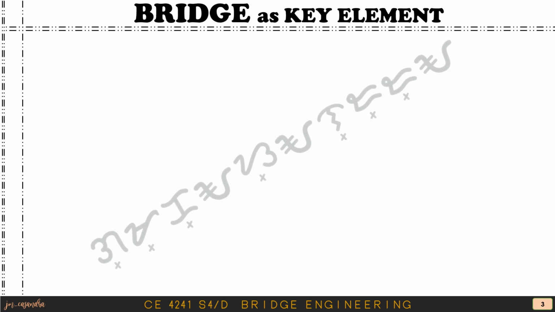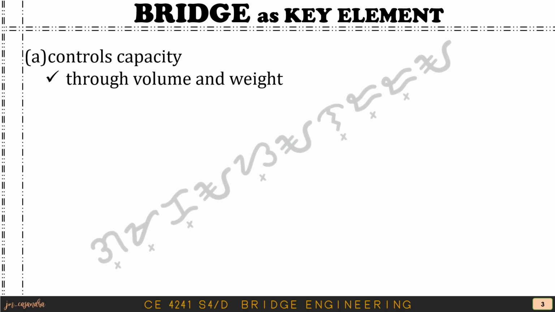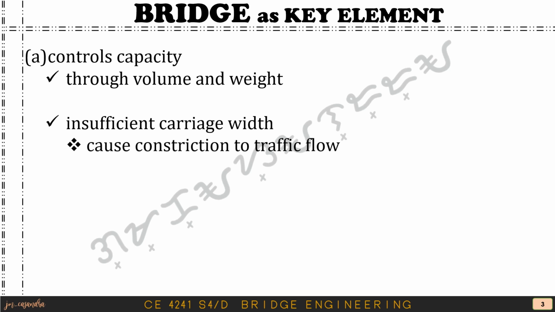So as a key element of transportation, how do we see that it controls the capacity of transportation flow? It controls capacity through volume and weight. And with that, if the bridge has insufficient carriage width, it would not be able to carry the flow that it is required to carry. So a small carriage width would constrict our flow of traffic.